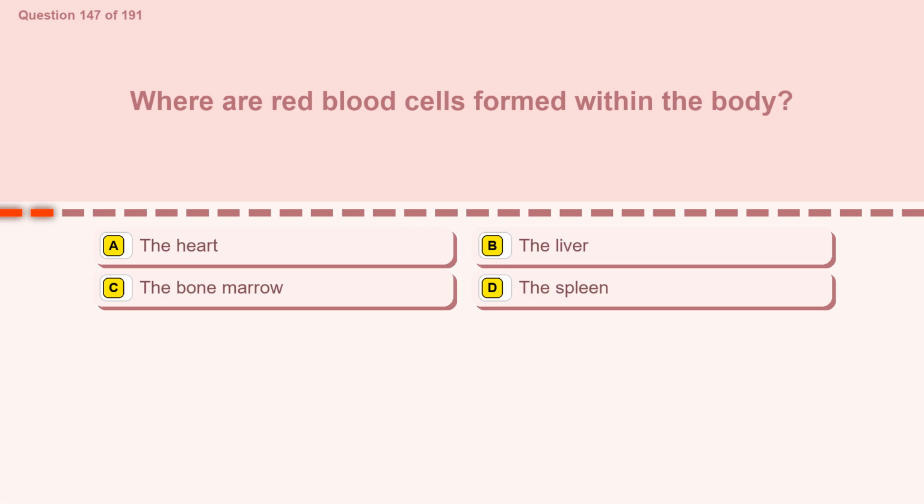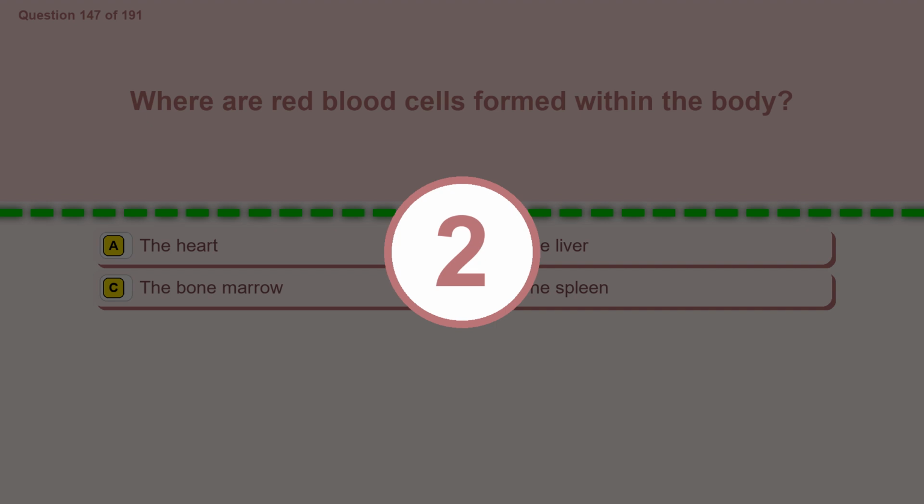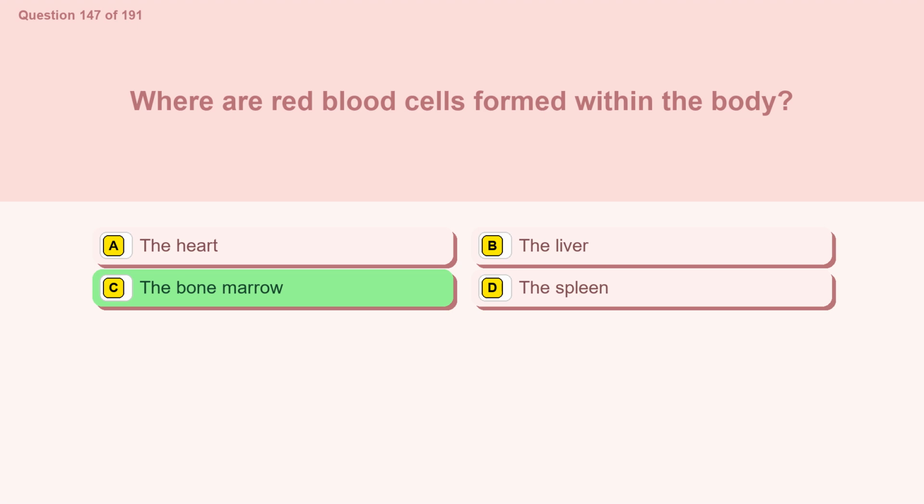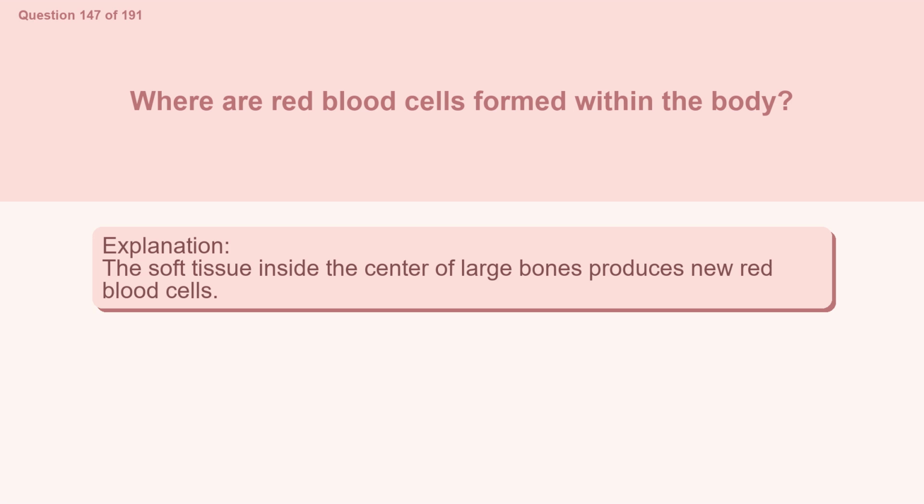Question 147. Where are red blood cells formed within the body? Option A, the heart. Option B, the liver. Option C, the bone marrow. Option D, the spleen. The correct answer is option C, the bone marrow. The soft tissue inside the center of large bones produces new red blood cells.